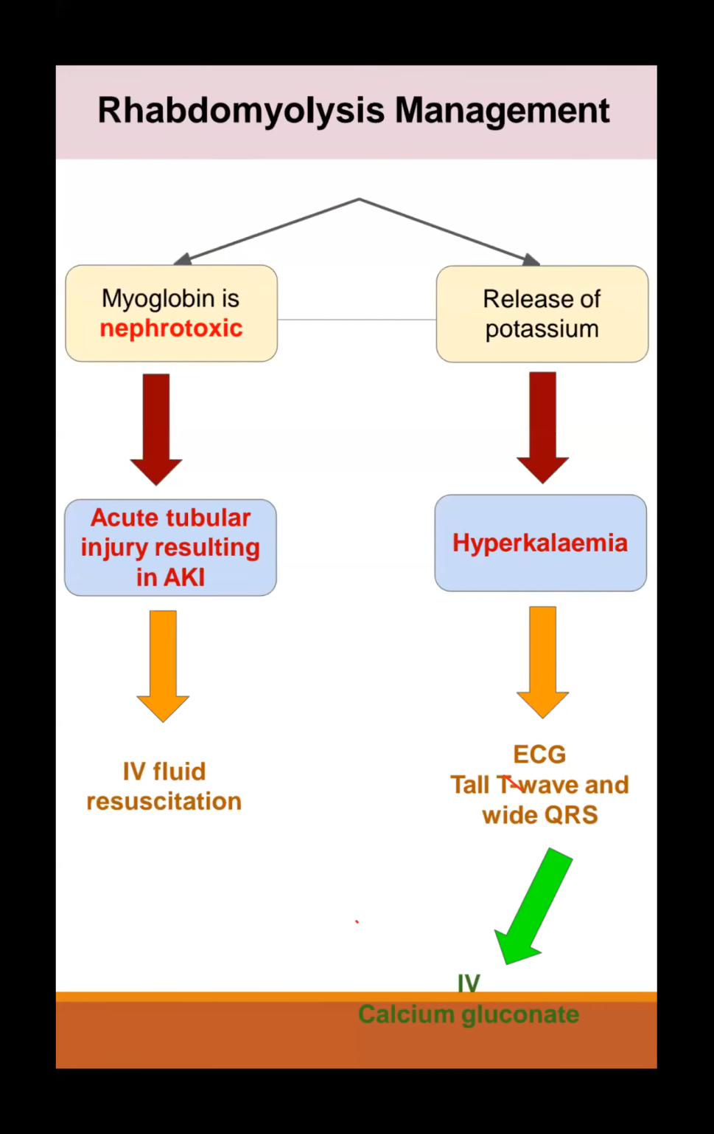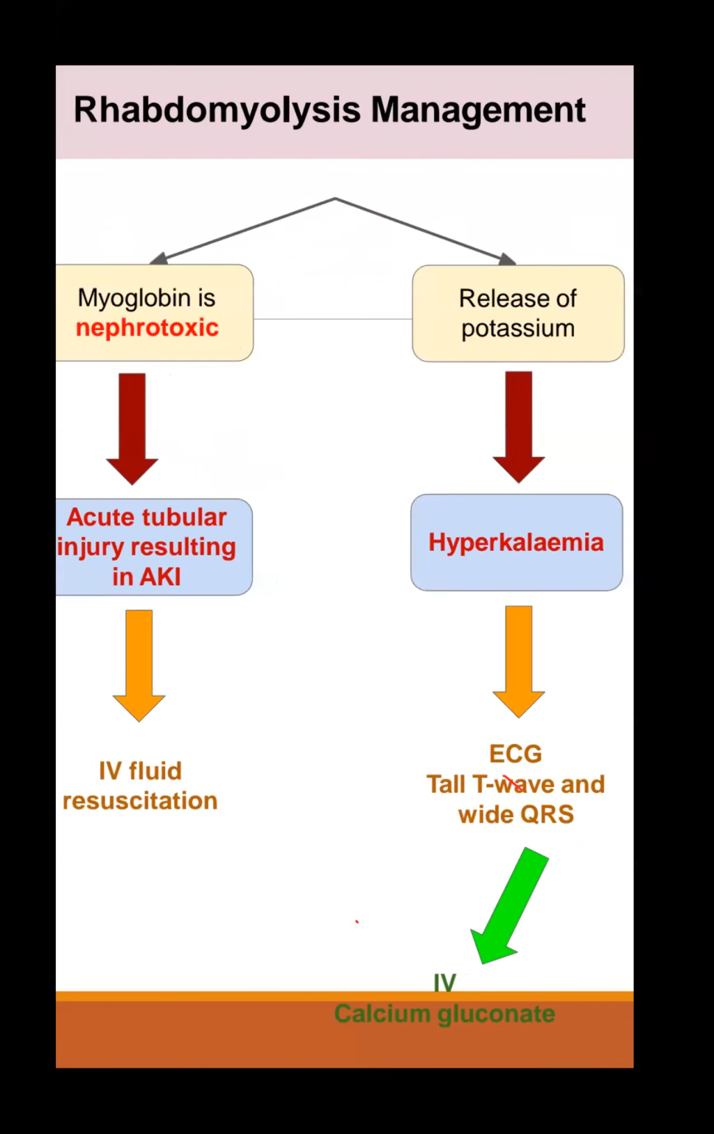So rhabdomyolysis management. Myoglobin is nephrotoxic. It causes acute kidney injury. So I have to do IV fluid resuscitation first to protect our renal function. Also, release of potassium causes hyperkalemia, and in the ECG there will be tall T waves and wide QRS. So I have to give IV calcium gluconate. Very important: tall T, wide QRS, give IV calcium gluconate.